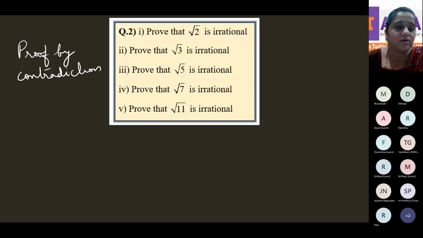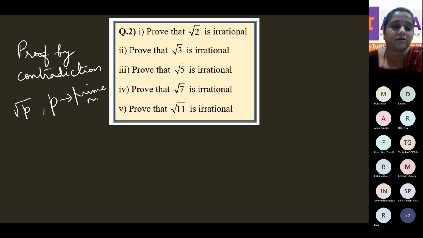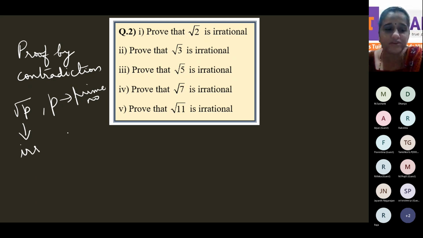And what are we going to prove? We're going to prove that any expression of the form root p, where p is a prime number, is irrational. And we're going to prove this by the method of contradiction.